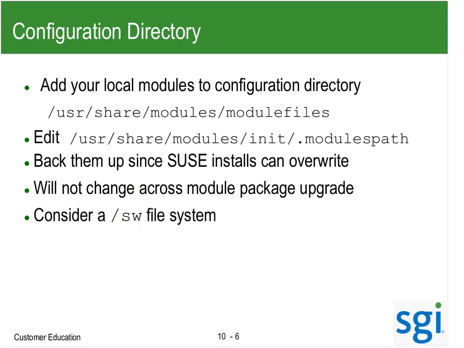And then in /usr/share/modules/init, there is a modules path, and that says what directories do I look for module files. If I put them in /SW module files, then I'm going to add that into my modules path. Again, back up the ones that are in the /usr/share/modules one, and Performance Suite is putting module files in the /usr/share/modules module files directory, which can result in losing them if you've made changes to them. They don't get changed when you do a module package upgrade, just if you reinstall root.